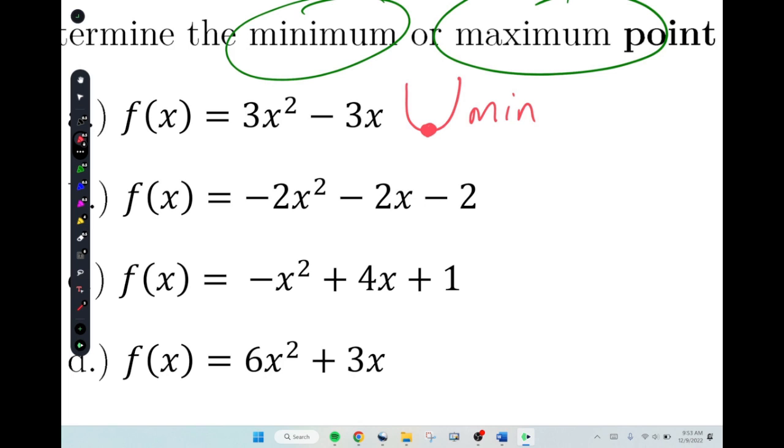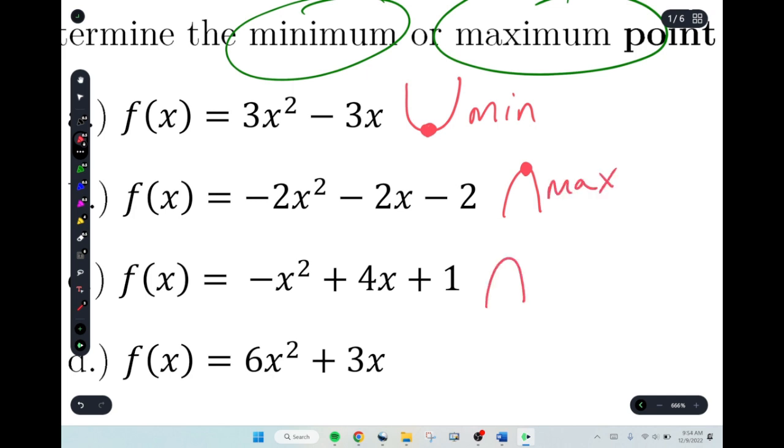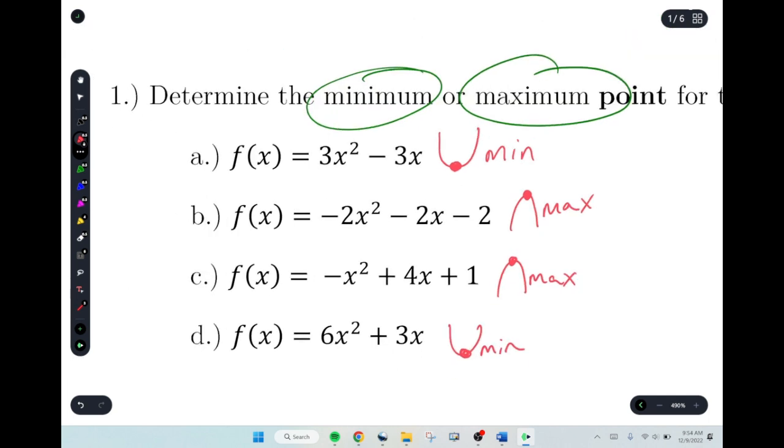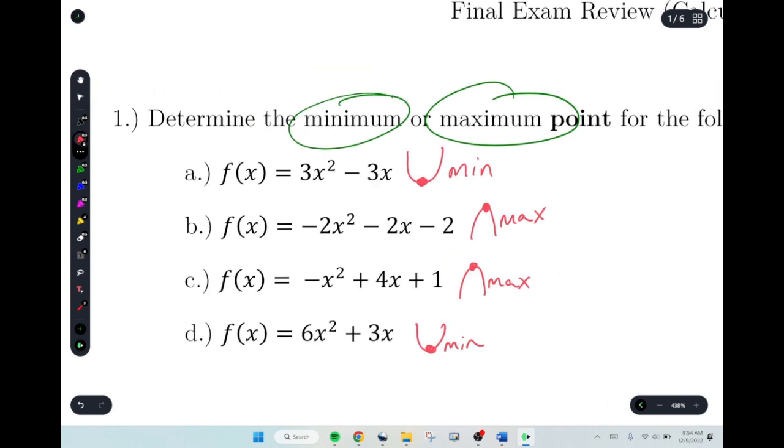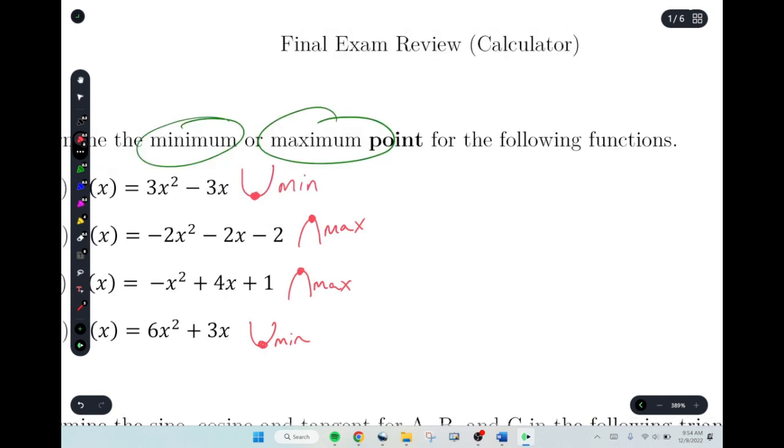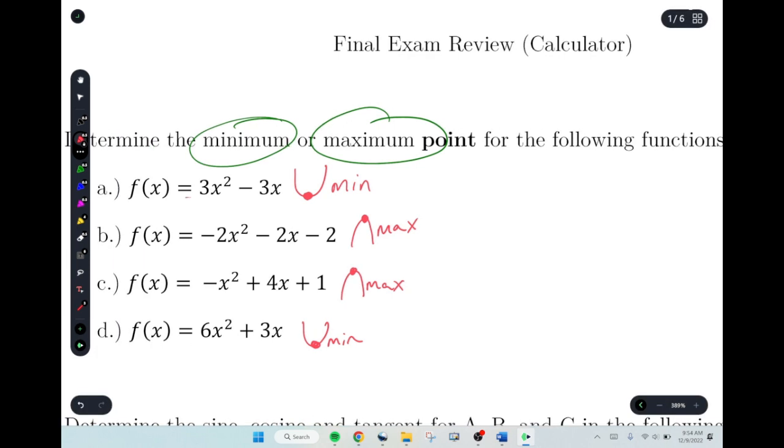What about B? Max. Sad parabola. That looks like a mountain with the top. Max. Sad parabola, mountain, max. Happy parabola, ocean, min. So, boom, half of your problem's done. You'll get half the points right there just for knowing that, because I think it says determine whether it has a min or max and what it is. So you get half the points just for knowing it's a minimum right there. Cool? And that is based on this leading term.